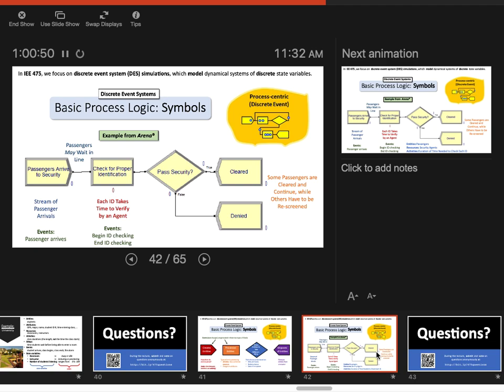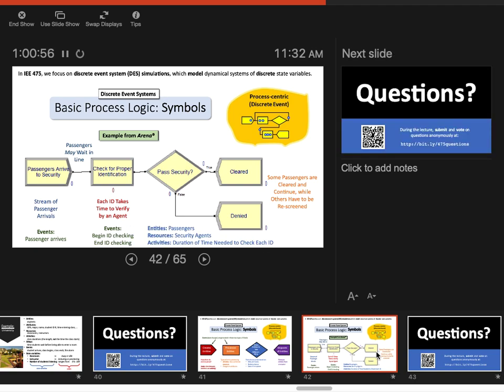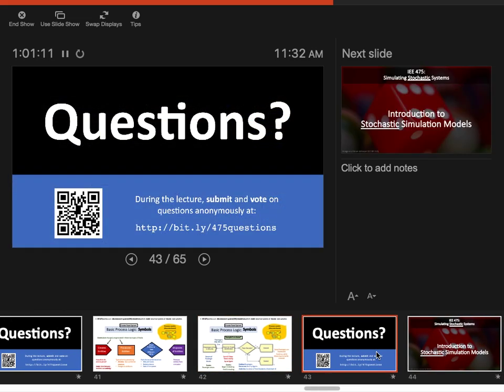So events here are the arrival events. Here are the beginning and ending of service events. And then the entities are our passengers, the resources are the agents, and the activities are the time each agent needs to check each ID. Delays are how long they wait. All right, so any questions about this kind of graphical depiction?